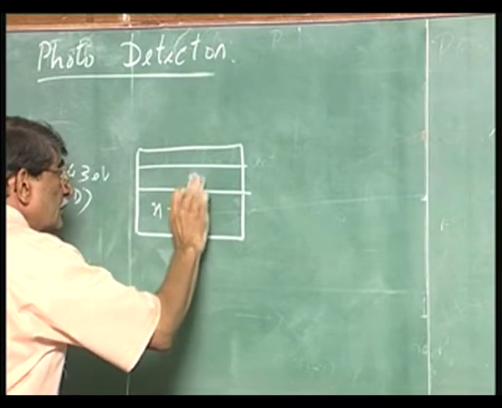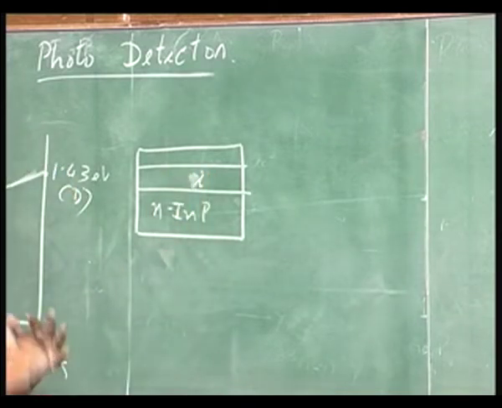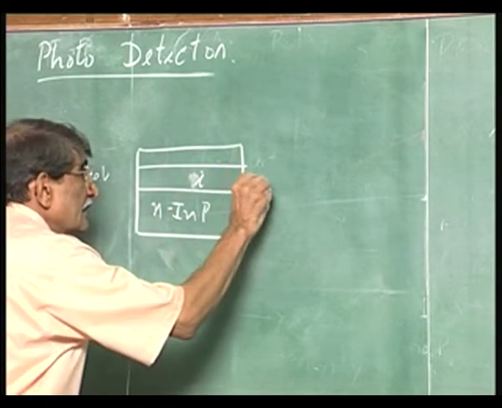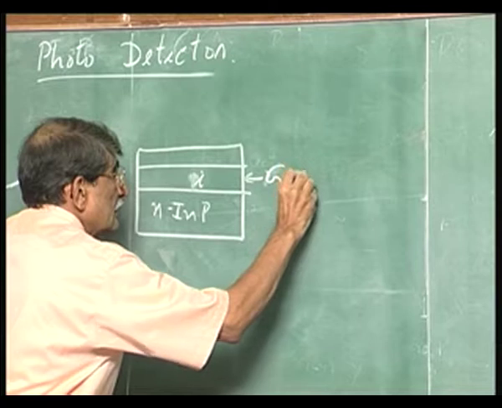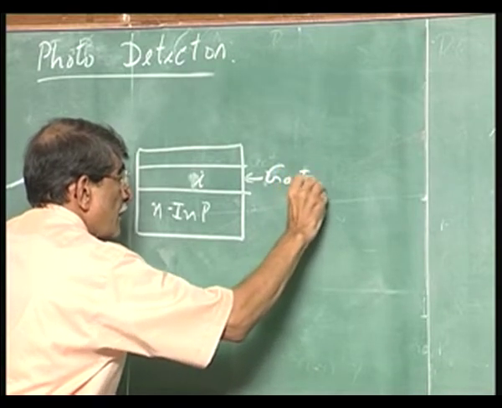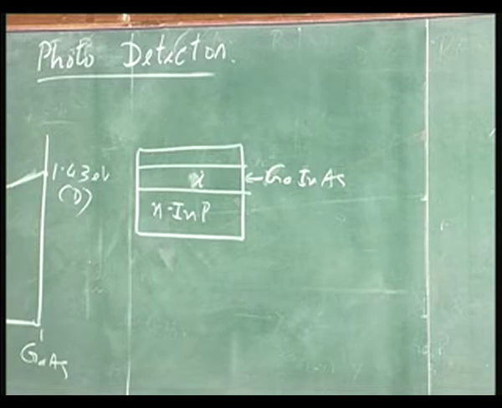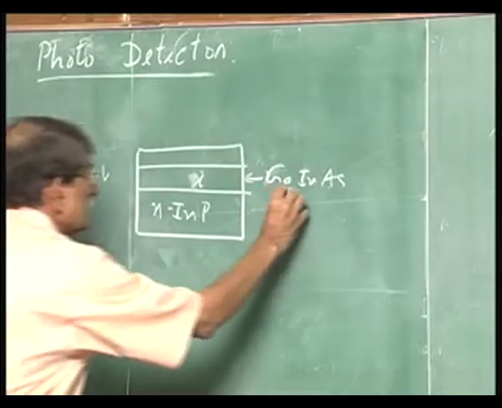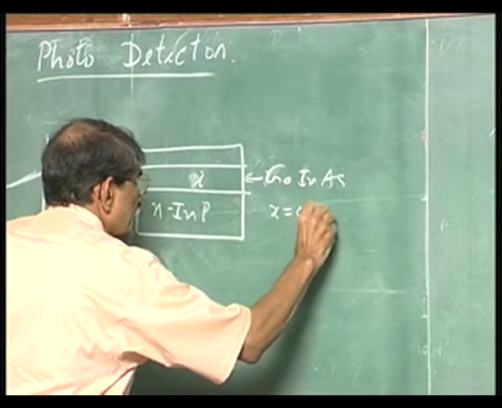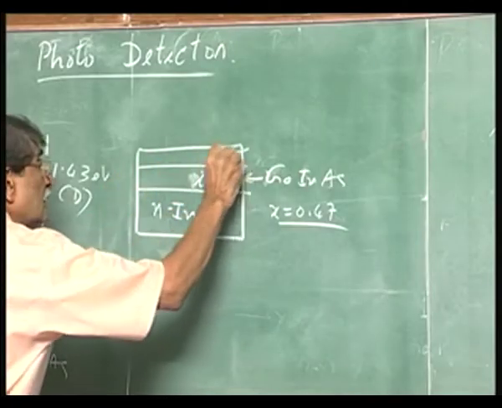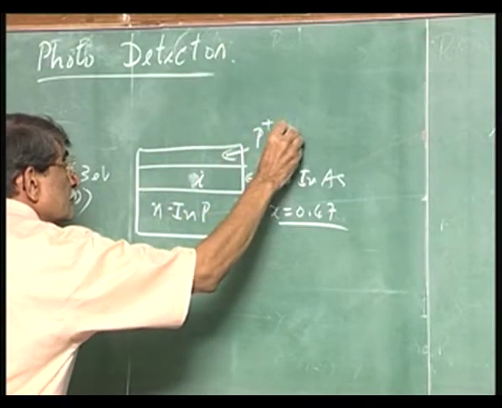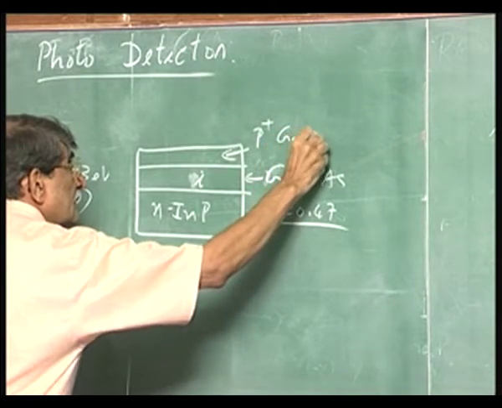P type or I type, intrinsic or close to intrinsic, okay, indium gallium arsenide of this composition, where x is 0.47. If you choose that, you get a band gap of 0.73, or 0.75 electron volts, and this will be P plus gallium indium arsenide.